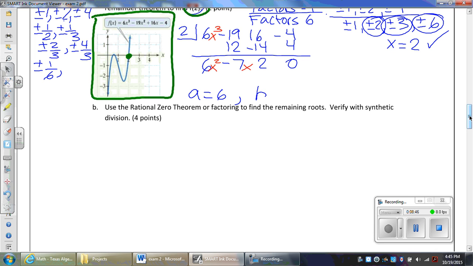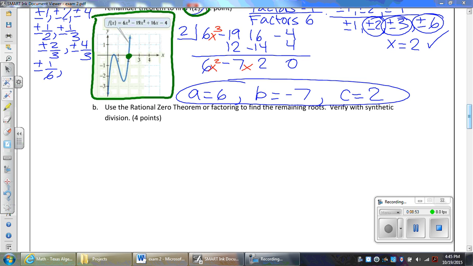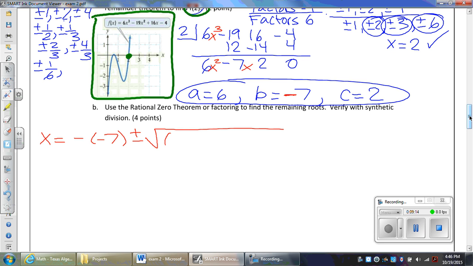So A equals 6, B equals -7, and C is equal to 2. I insist that you guys write down A, B, and C, because if you don't, you may overlook that B is actually negative. And so when you substitute, it will be -7, because quadratic is -b, yes? And then plus minus the square root of b squared, that will be -7 squared, minus 4 times A times C. Everything divided by 2 times 6.